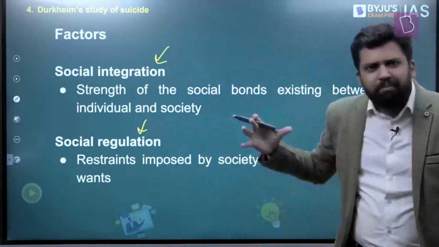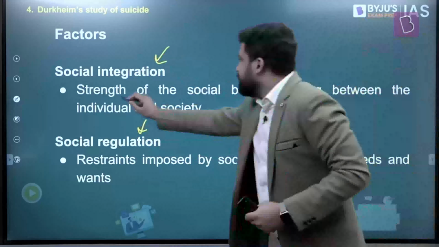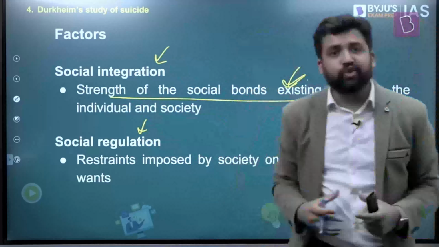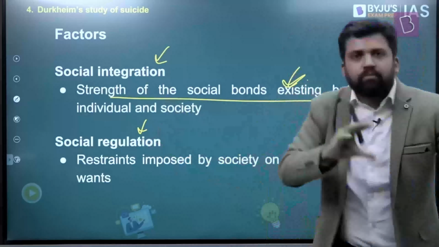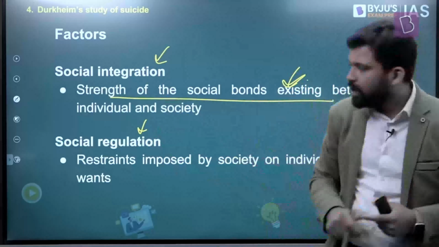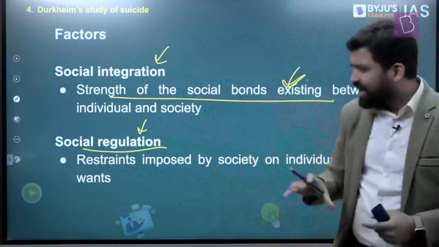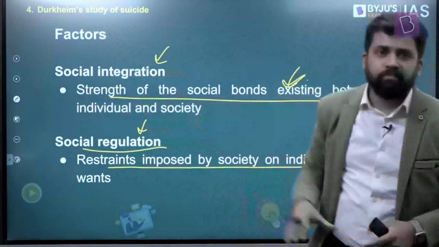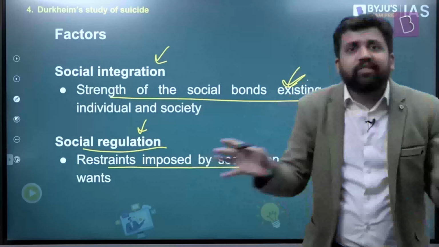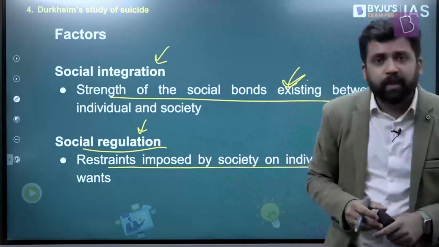In some societies, people are closely bonded. Strong bonds exist between the individual and the society. That is called social integration. In some societies, these bonds might be weaker. So depending on the strength of the bond, suicide rates can vary. Then social regulation: how many restraints are imposed by society on individuals? In some societies, a lot of restraints will be there. In some societies, the restraints might be less. So depending on the constraints imposed on individuals, the suicide rates might also vary.